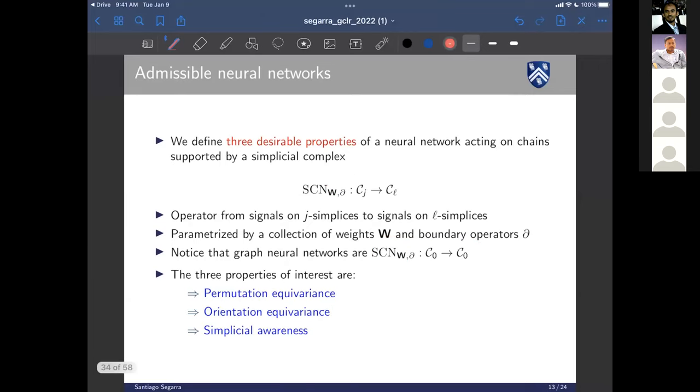And what we're going to do now, instead of just defining a specific Simplicial Complex Network, is focus on properties that are desirable for these architectures: permutation equivariance, orientation equivariance, and simplicial awareness, which we're going to define formally in a second. If something satisfies those, we're going to say that it's an admissible neural network. So we're going to define these, and then think about which kinds of architectures actually satisfy these desirable properties. This is what we are going to tackle in the next 10 minutes.